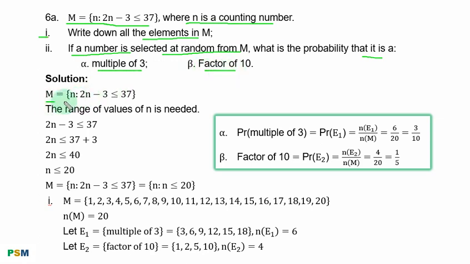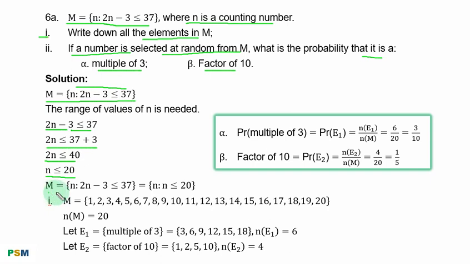Solution: you have the given set, the range of values of n is needed. We have to solve this simple linear inequality. So you have 2n minus 3 less than or equal to 37. Transfer minus 3 to the right hand side, it becomes positive. When you add, you have 2n less than or equal to 40. Divide both sides by 2, n is less than or equal to 20.